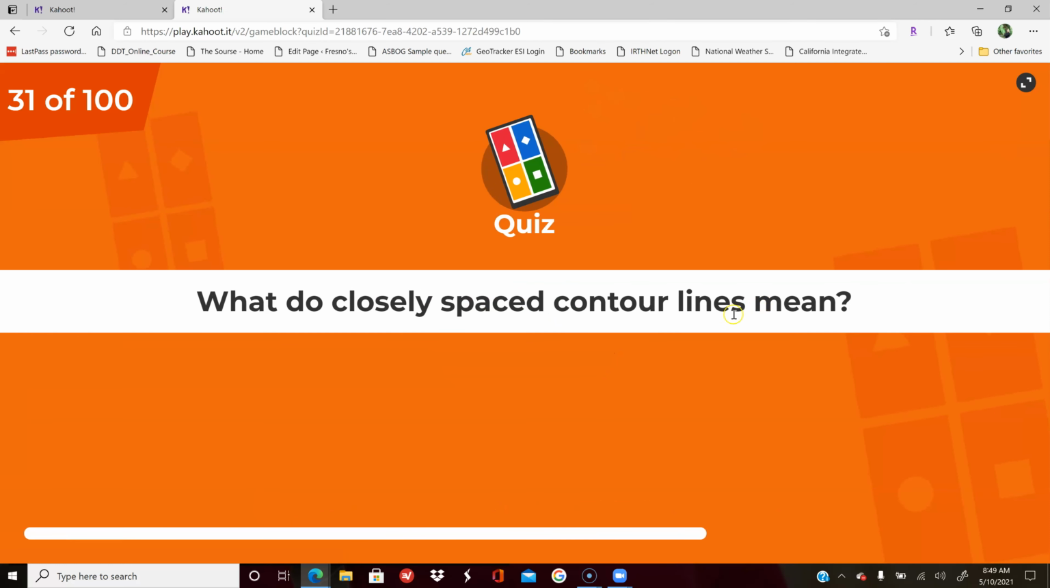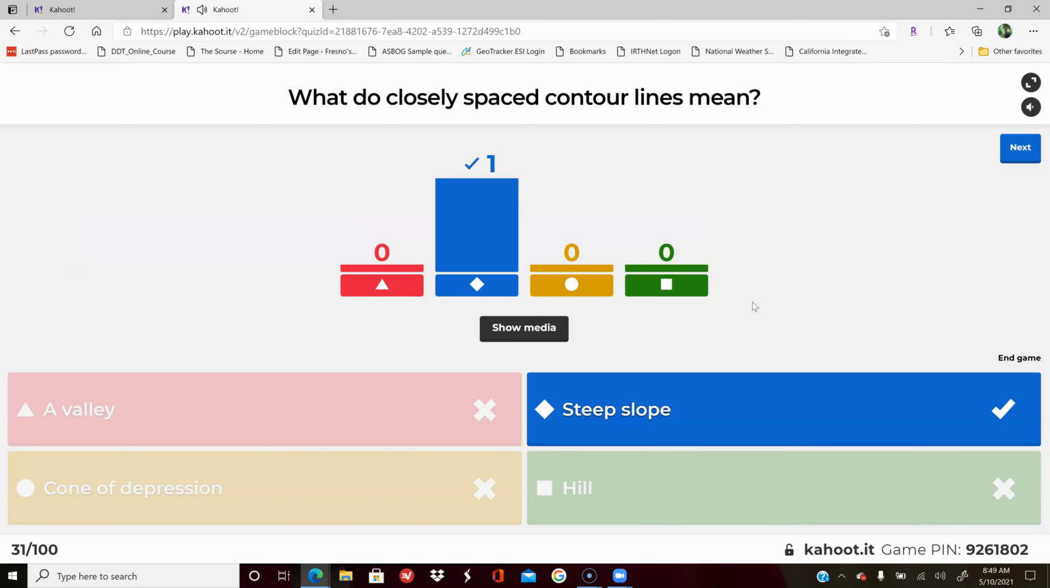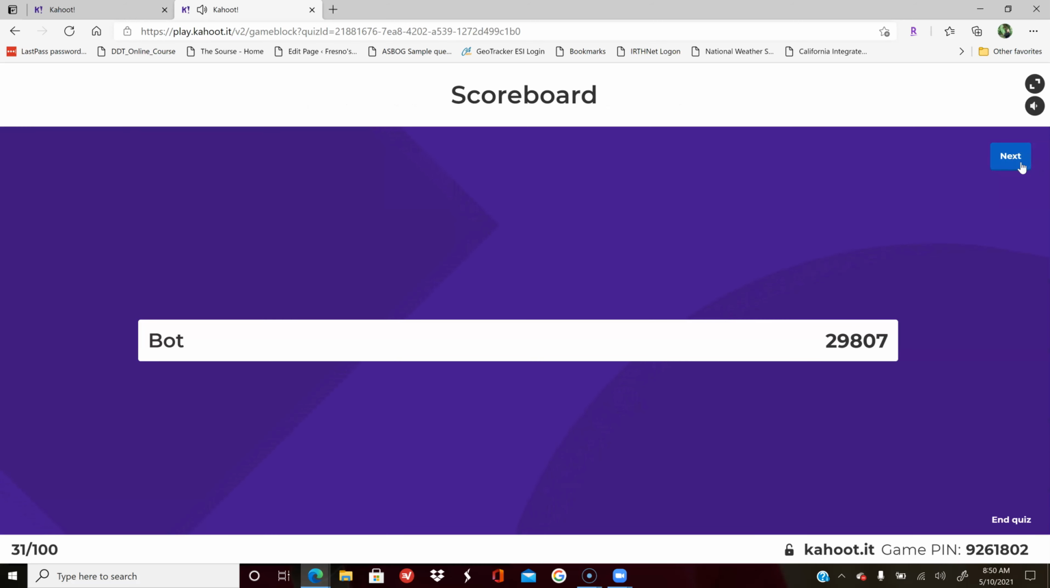What do closely spaced contour lines mean? That you have a valley, a steep slope, a cone of depression, or a hill. So in general, they mean that there is a steep slope. So closely spaced contour lines, steep slope. Further spaced contour lines means it's a gradual slope.